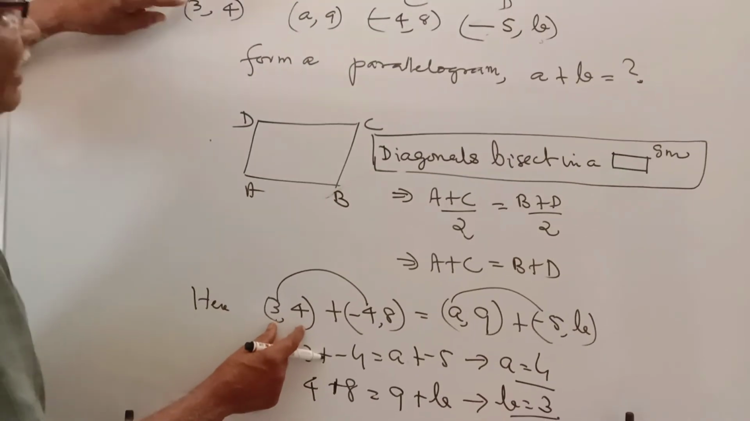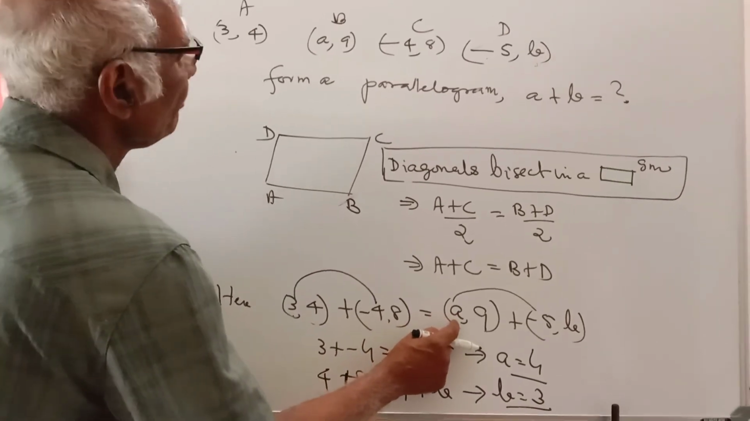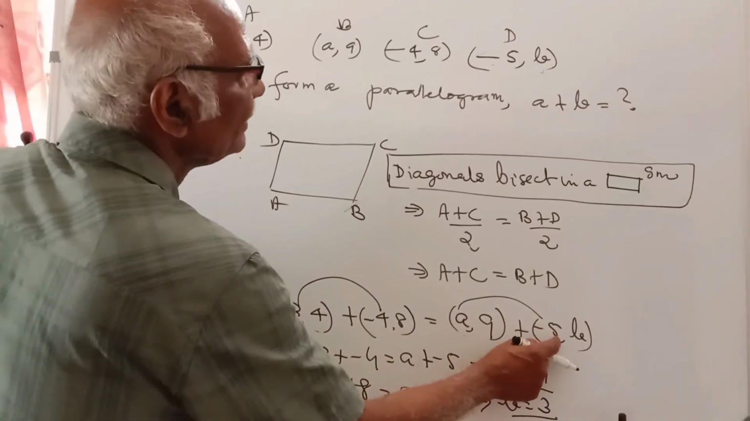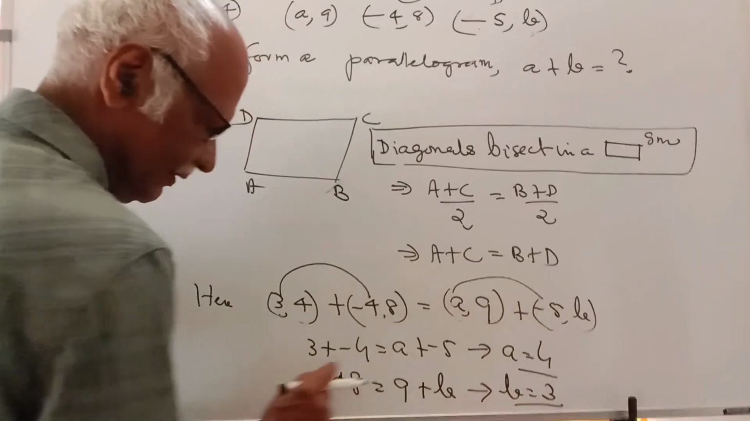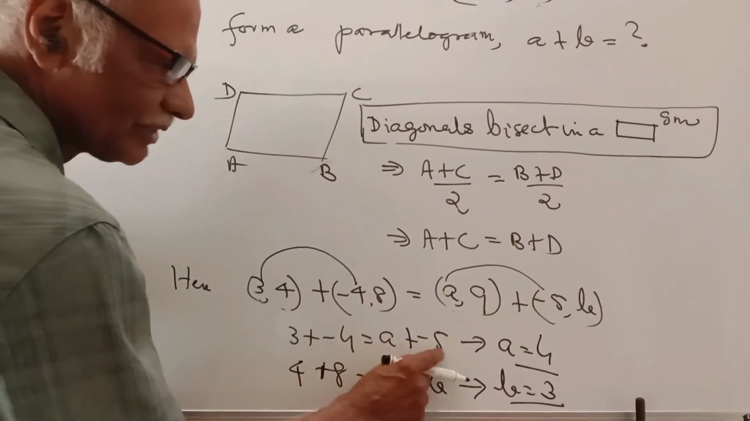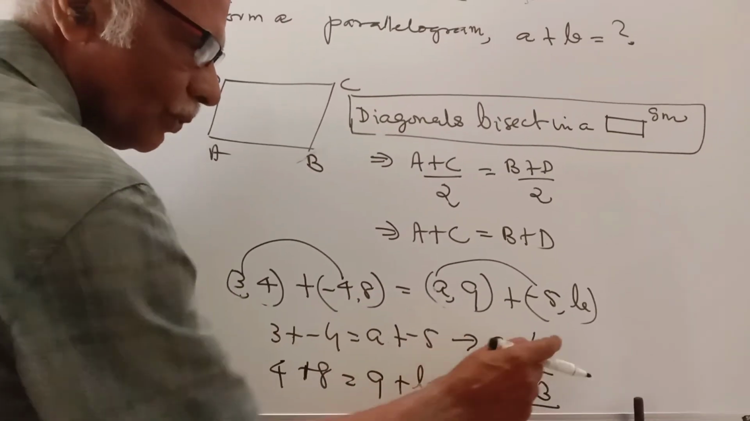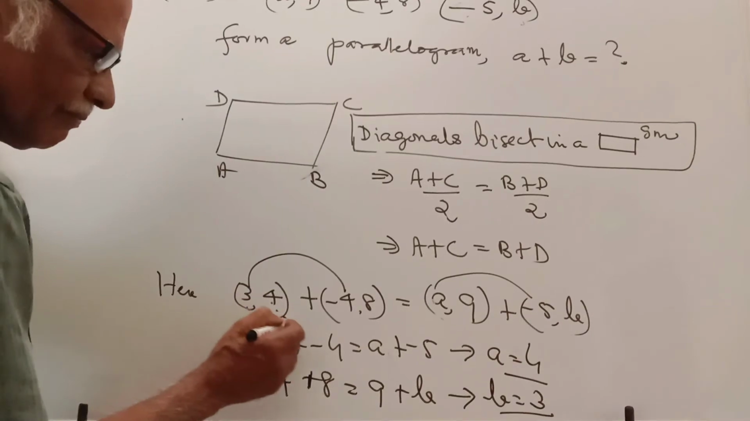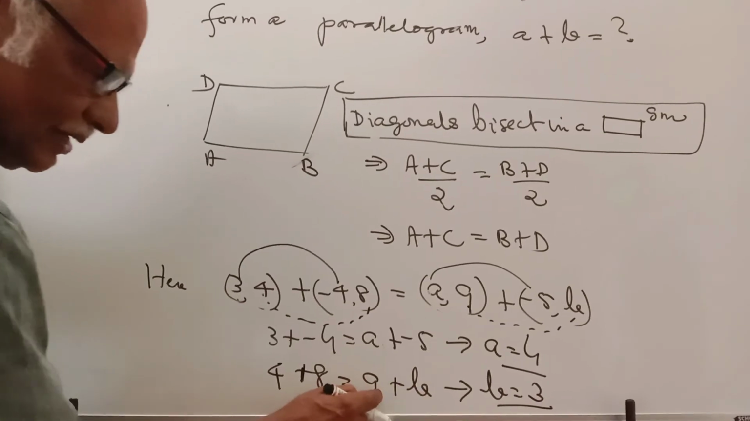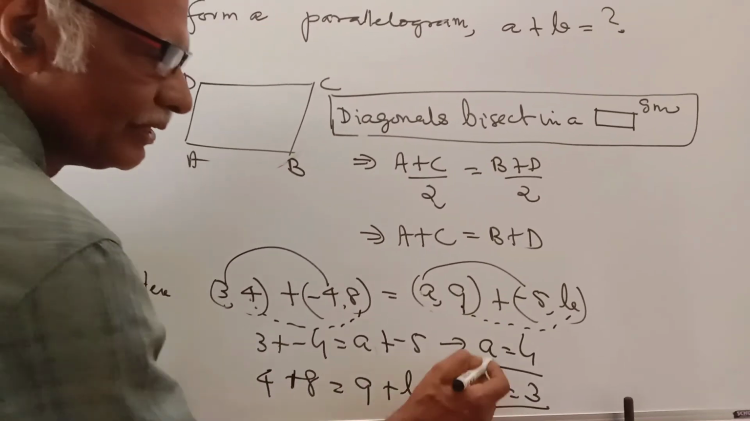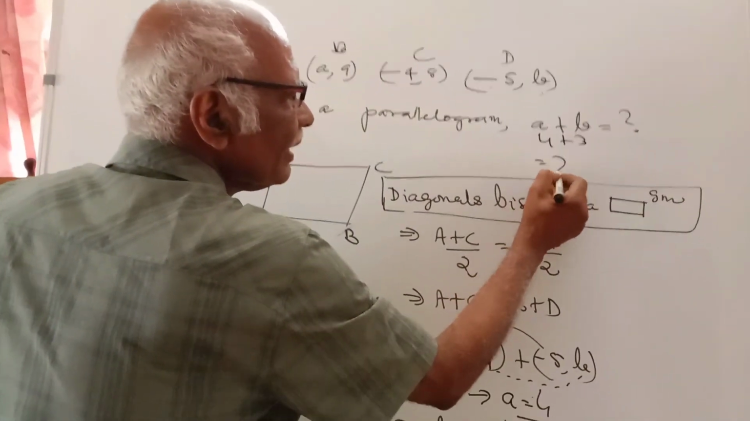We apply: (3, 4) plus (minus 4, 8) equals (a, 9) plus (minus 5, b). The first components: 3 plus minus 4 is a plus minus 5. So a, minus 5 comes here as plus 5. Finally you get a is 4. The second components: 4 plus 8 is 9 plus b. So b, 9 comes over here. So b is 3. So a is 4, b is 3. A plus b is 4 plus 3 equals 7.